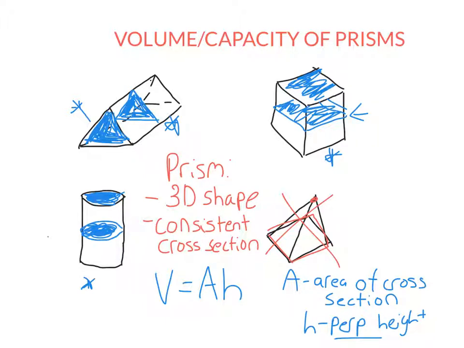In the cylinder, you find the area of the circle at the top and the bottom, that's the cross-section, and then you times by the perpendicular height. But that won't work for pyramids. You'll probably learn that in a few years' time. So let's look at some examples of actually calculating the volume of a shape.